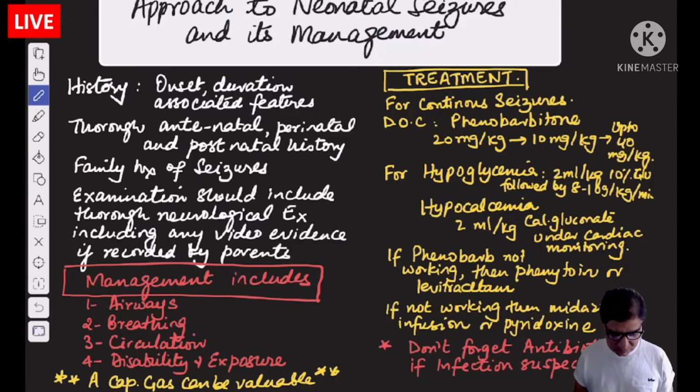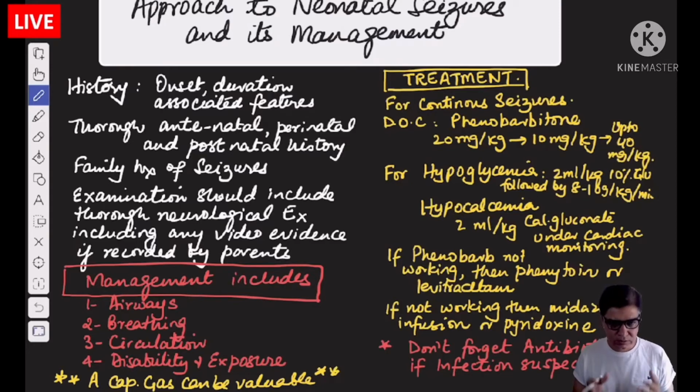Fourth is the disability and exposure. In disability, obviously we look at the glucose level, with a simple heel prick glucose, and you would also look at the pupil size and reactivity. You would look for any rashes and temperature as far as exposure is concerned, because you don't want to miss out any neonatal sepsis. So the first and foremost important thing is to start with your ABCDEs.